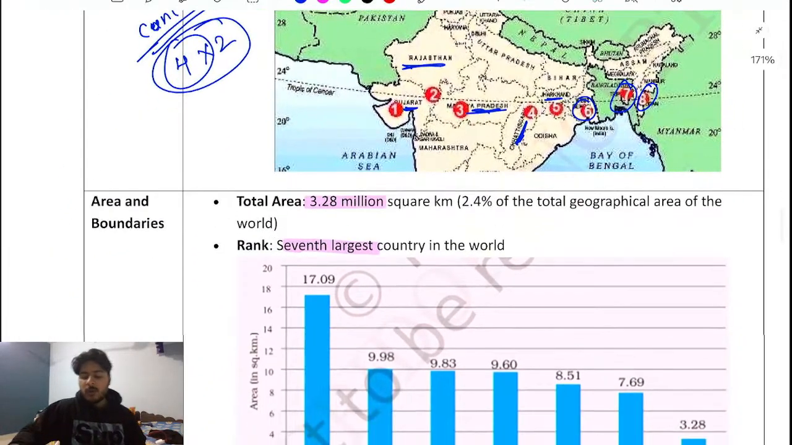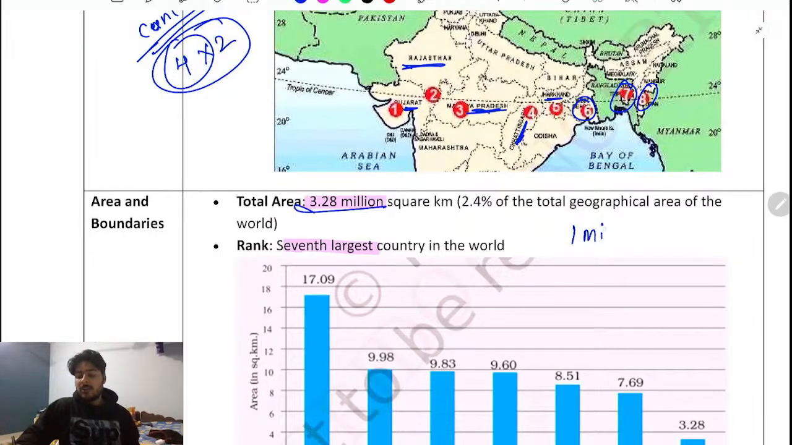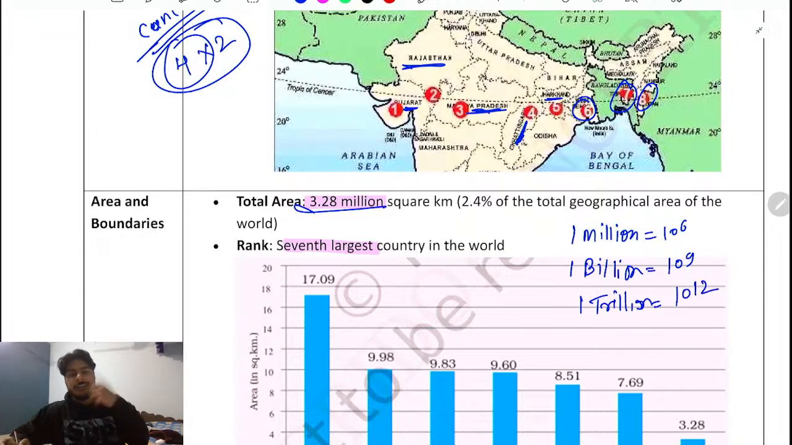Now we'll talk about the total area of India. The total area of India is 3.28 million square kilometers. 1 million is equal to 10 to the power 6, 1 billion is equal to 10 to the power 9, and 1 trillion is equal to 10 to the power 12. So million, billion, trillion: this is the sequence that you need to understand.